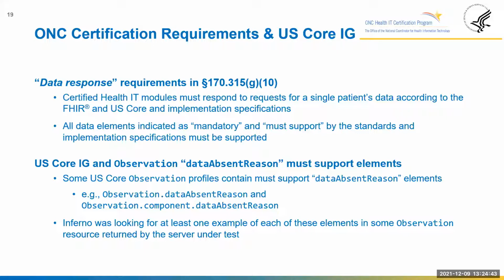And then some observations have component elements. That's how they record their values. And so, as applicable, those component elements also had data absent reasons. And so the Inferno testing tool, which is our ONC-supported G10 testing tool, was looking for at least one example of each of these elements in some observation resource returned by the server under test.